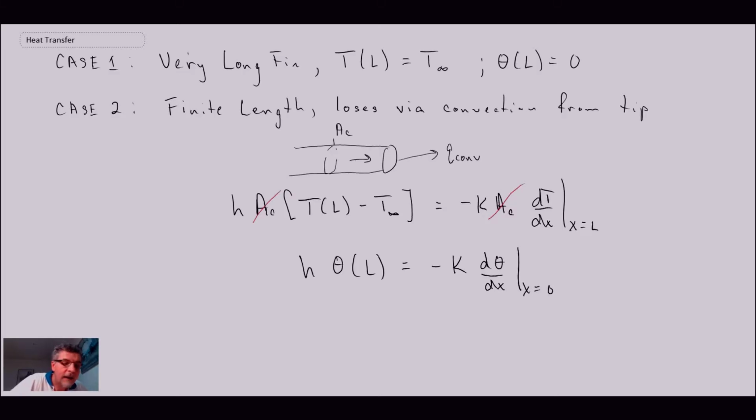At x equals L, not 0. Okay, so that's finite length. We lose heat via convection at the tip. And case 3 is another one that's a little bit of an idealization. That would be the case where instead of having free convection at the tip, you put insulation there. And so there is no heat transfer from the tip.